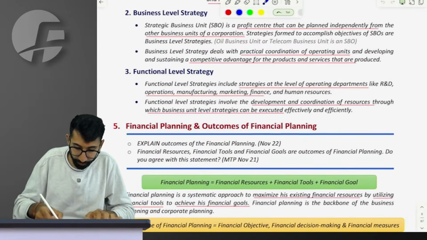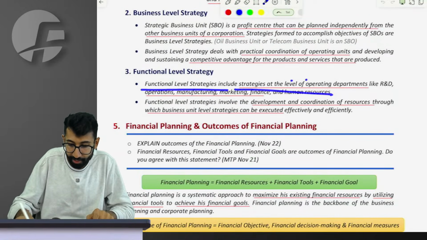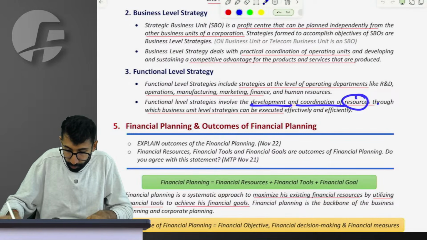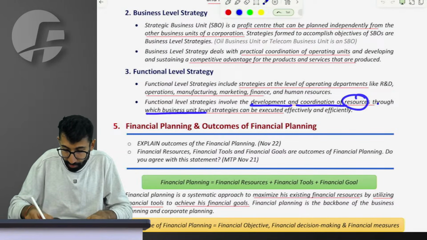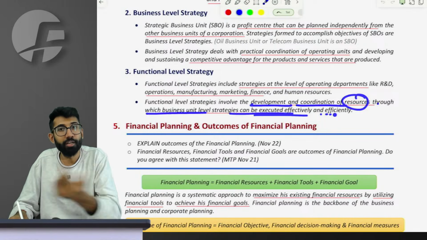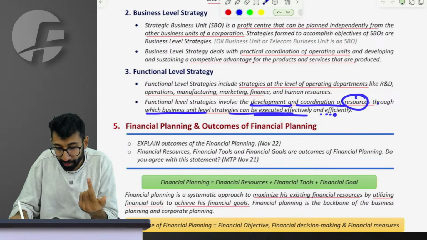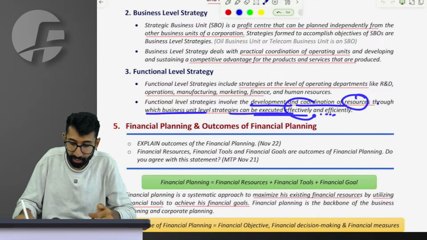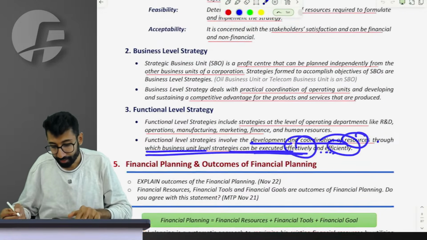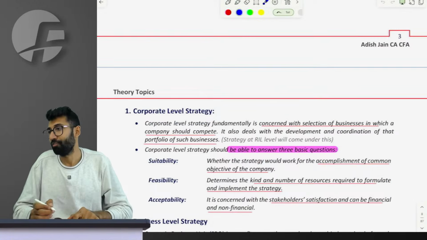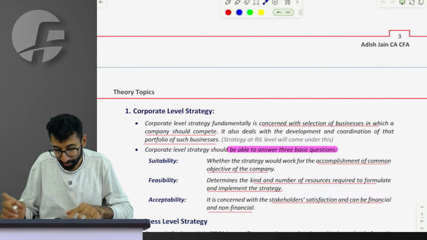Anyways, sir, functional level strategy includes strategy at the level of operating departments, right? It involves development and coordination of resources through which business unit strategies can be executed effectively and efficiently. Within the department, if the coordination is really great, then the upper level, the business level strategies, can be effectively and efficiently executed. I hope I'm able to explain to you strategy at different levels in the organization.